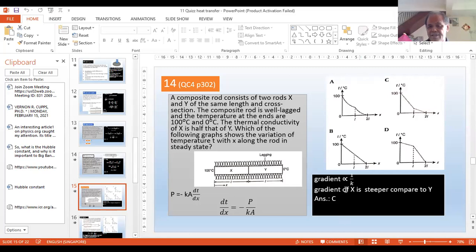Because I just did comparison only. Yeah, it's just comparison. Look at the gradient only. The gradient of X is steeper compared to Y. So gradient steeper, that's all. K is smaller.